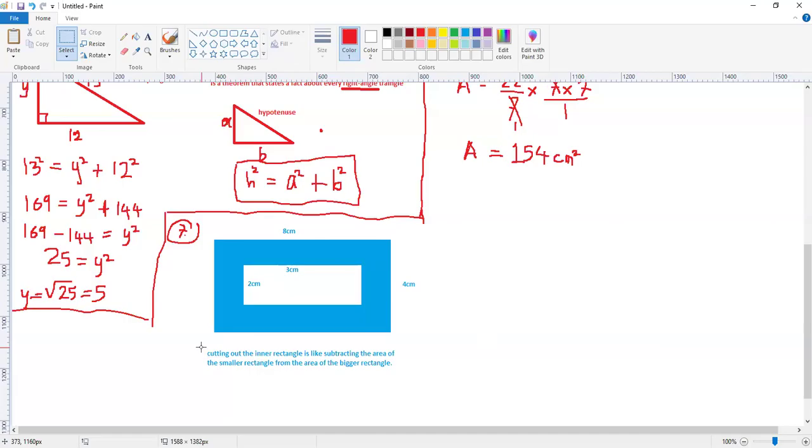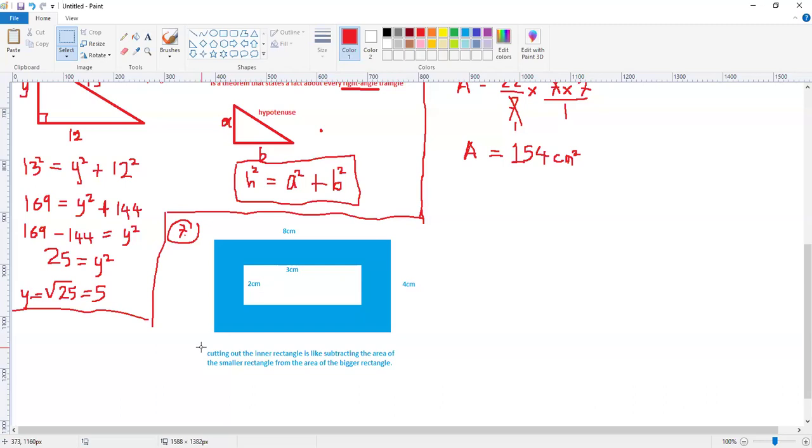Cutting out the inner rectangle is like subtracting the area of the smaller rectangle from the area of the bigger rectangle. Exactly. So now I want you to imagine that I cut out that inner rectangle. Let's pretend we have a piece of paper, and that piece of paper has a smaller rectangle drawn inside it, and then the rest of the paper was colored blue. By the time I cut out the white area, which is inside, what I'll be left with is the blue area, isn't it?